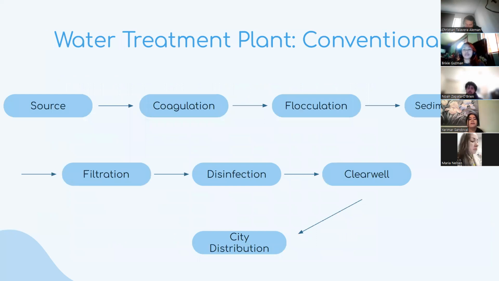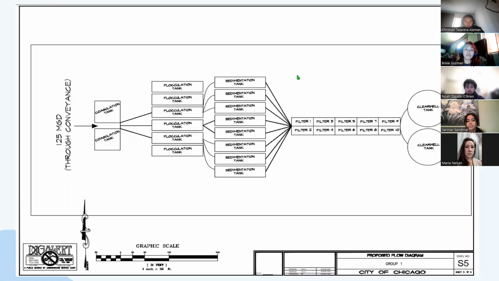So this is a flow diagram of a conventional water treatment plant, which begins with the source, following coagulation, flocculation, sedimentation, filtration, disinfection, clear well, and then out to the city distribution, which we will be going further into depth in the design. This is also another schematic showing the coagulation, flocculation, sedimentation, filtration, and clear well.